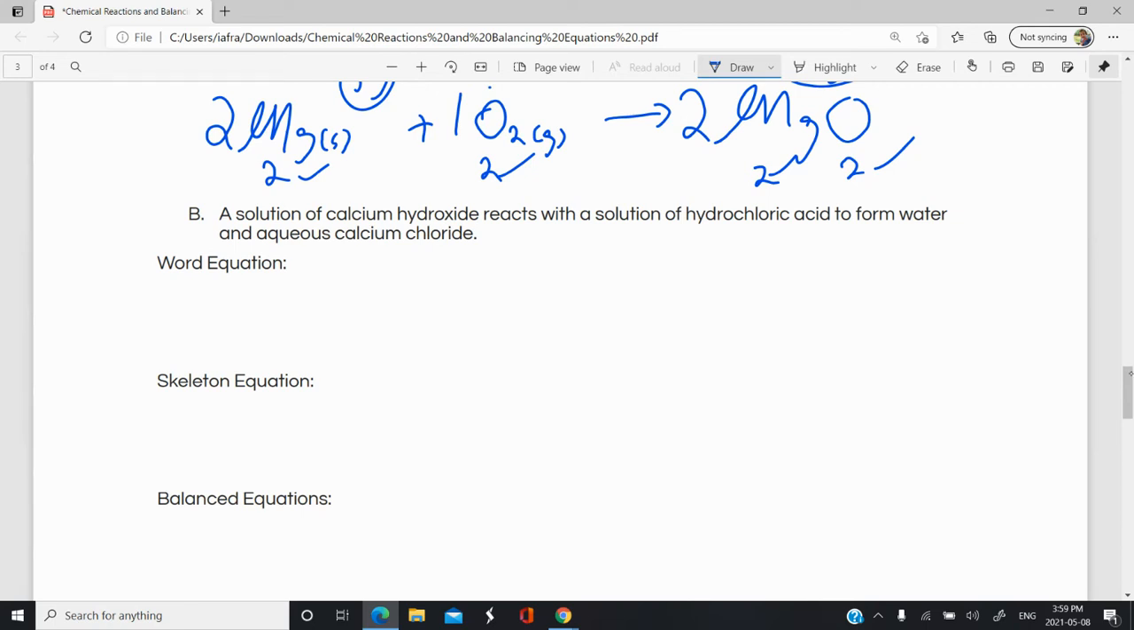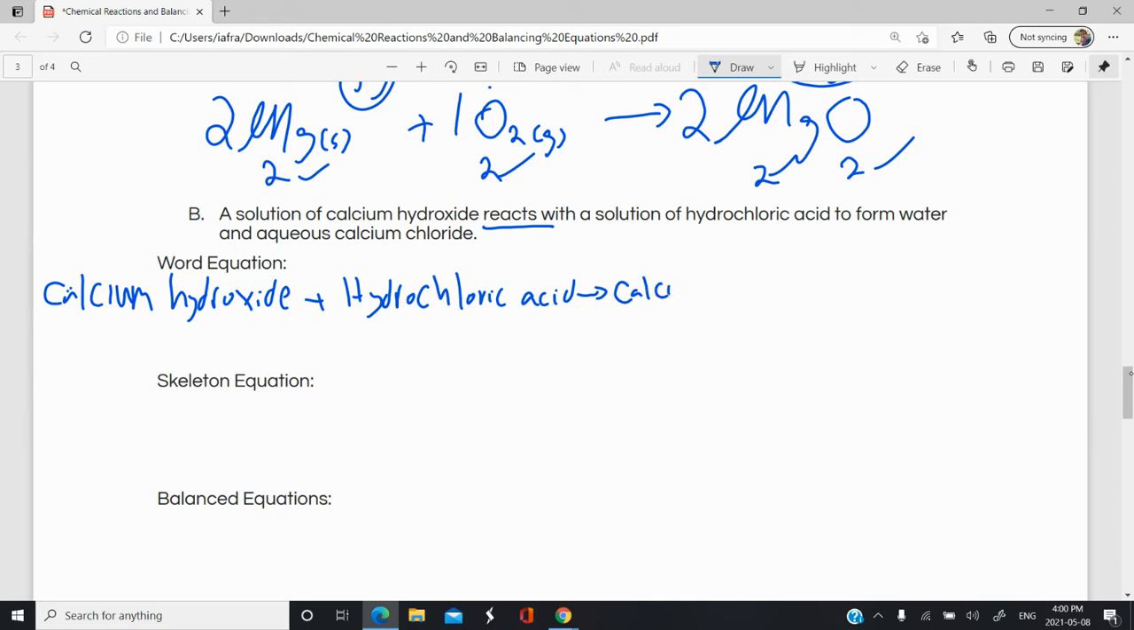So what's reacting? Calcium hydroxide and hydrochloric acid, they are reacting together. So calcium hydroxide, no need to put solution, you can just write calcium hydroxide, plus hydrochloric acid, they've reacted and they're going to produce some calcium chloride, no need to put aqueous, plus water. And that there is our word equation. And so now we can do our skeleton equation.